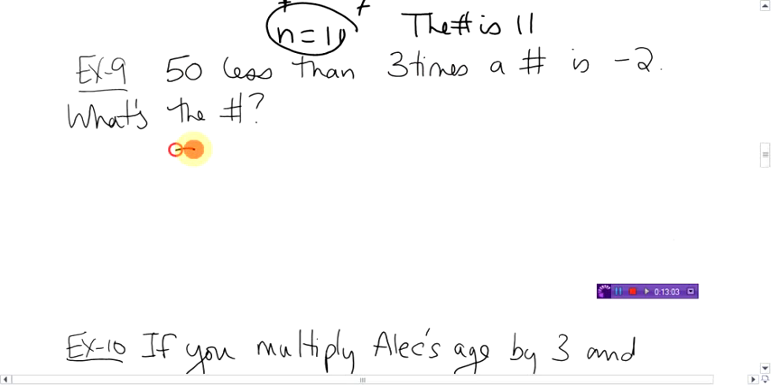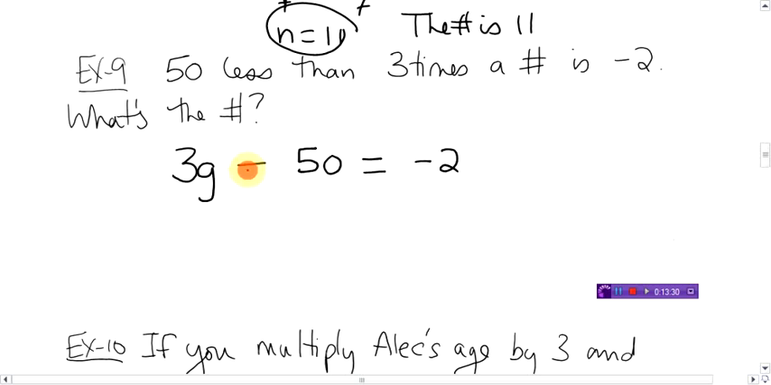Well, let's go 3 times, pick any letter you like. I'm going to pick G this time for the number. 3 times G less 50. So 3 times a number less than 50 is negative 2. Equal sign negative 2. What's the number? Let's figure it out using algebra.